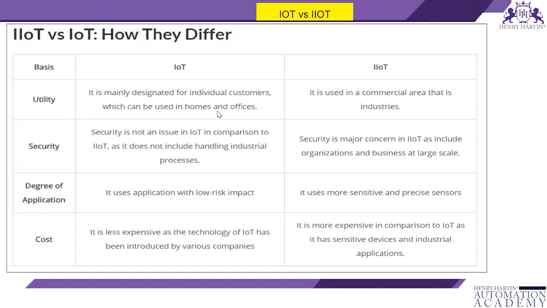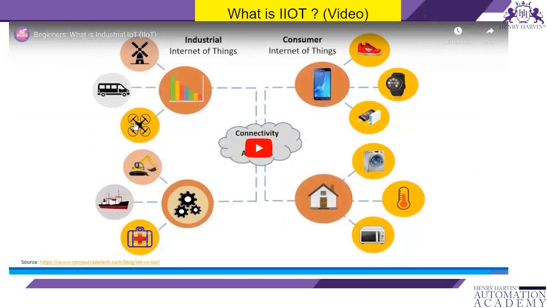It can put your plant to shut down, while in IIoT, security is a major concern, and that is why we need cyber physical systems here. IoT is used in low risk impact situations, while IIoTs can be used in very sensitive and precise sensors, and can be used in defense equipment also. The cost of IoTs is cheaper, while IIoTs are more expensive, they are more technological, and they need to be very accurate in their sensing and action oriented here. Let's try to see a small comparison between IoT and IIoT through our video here.